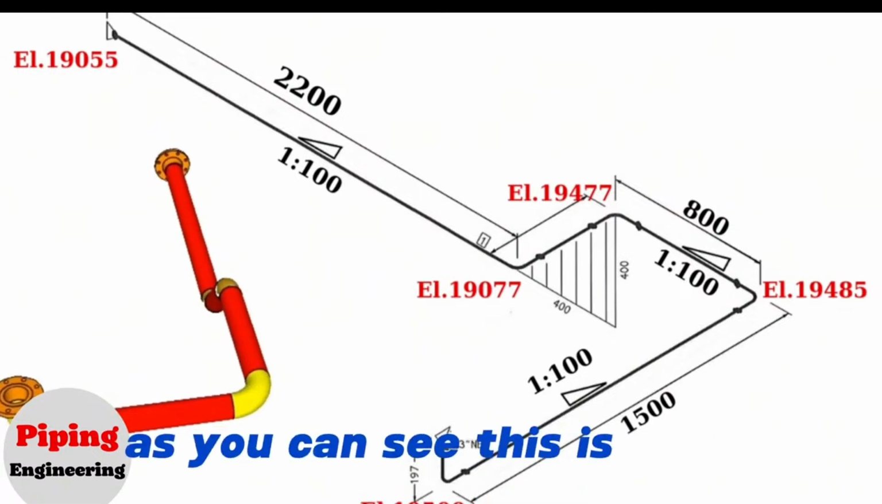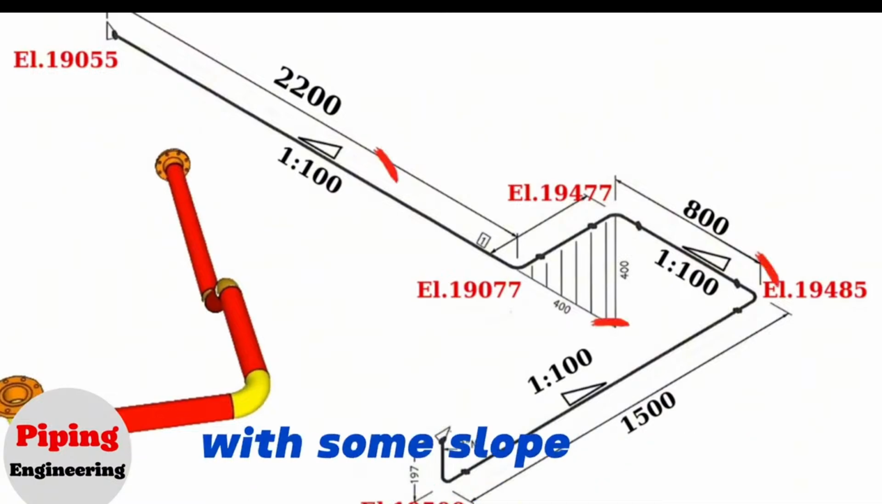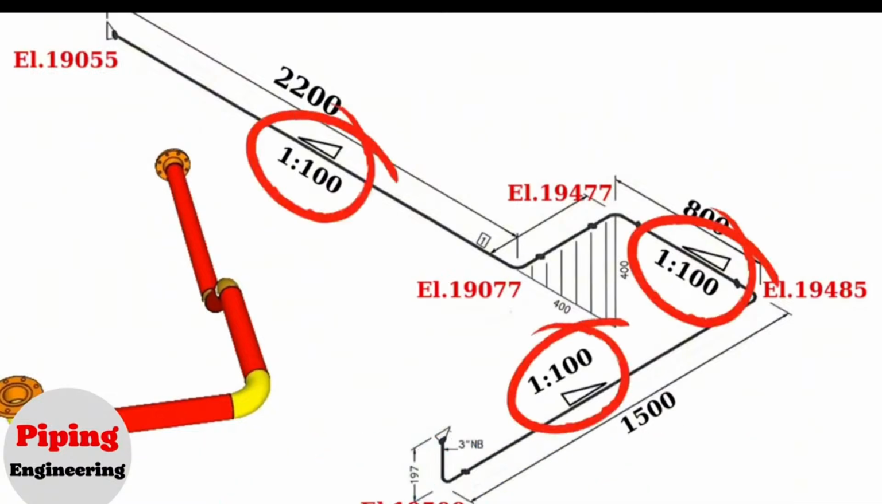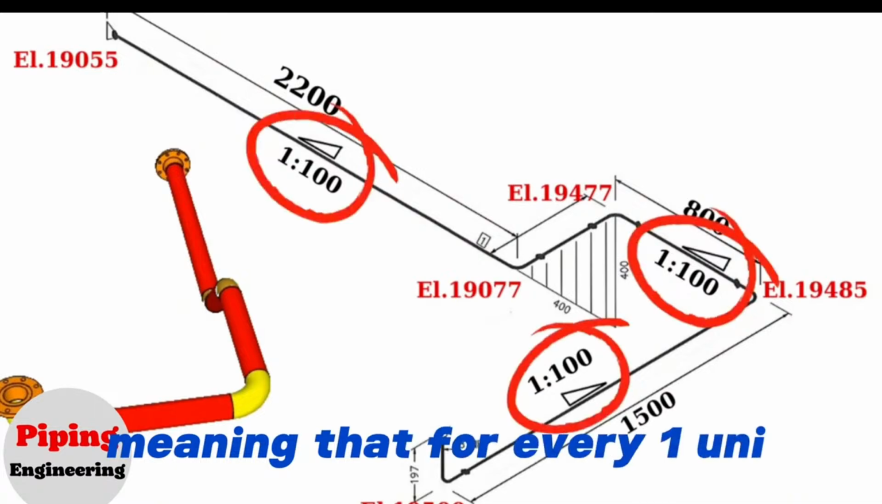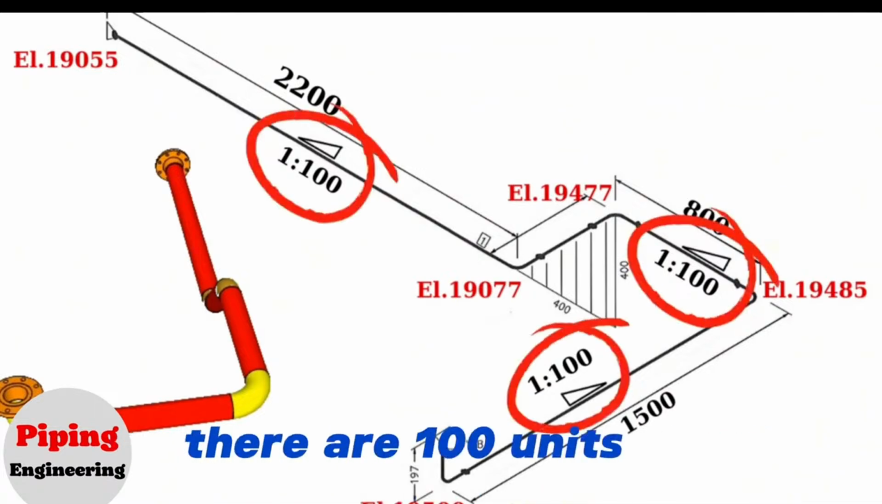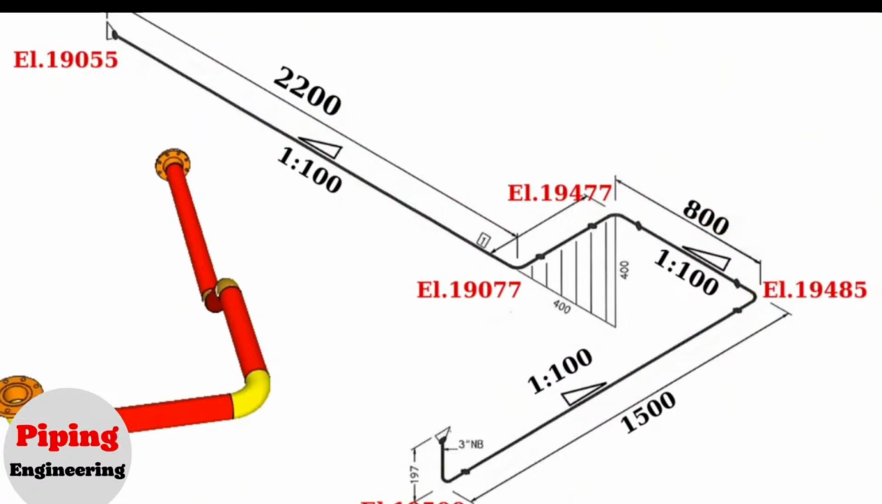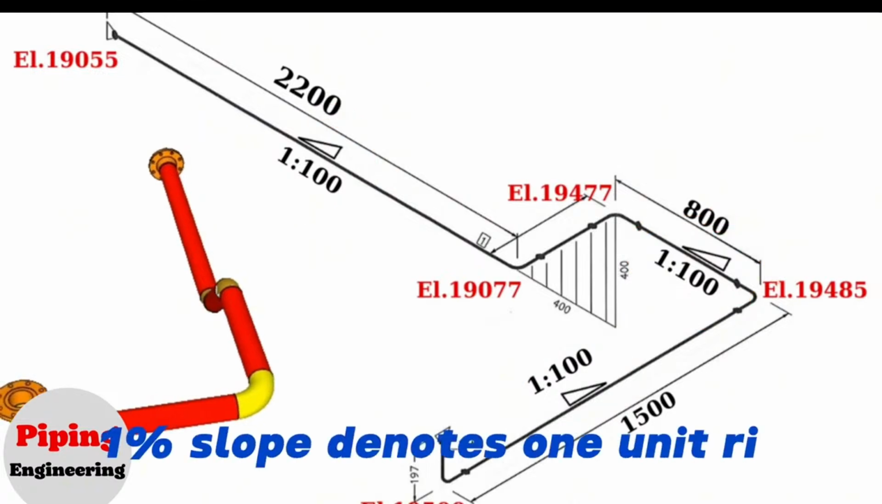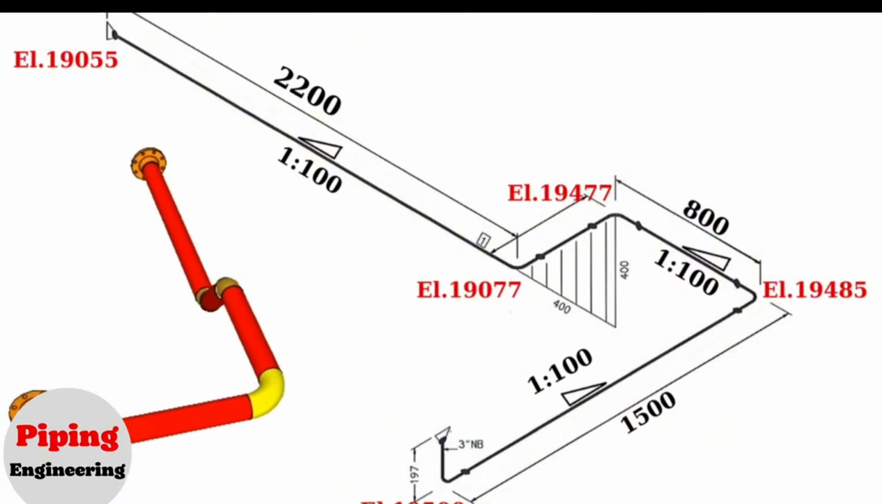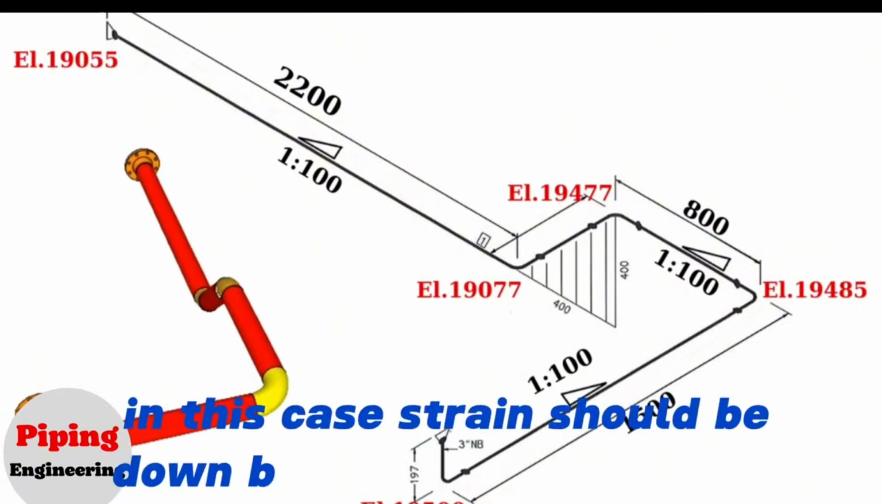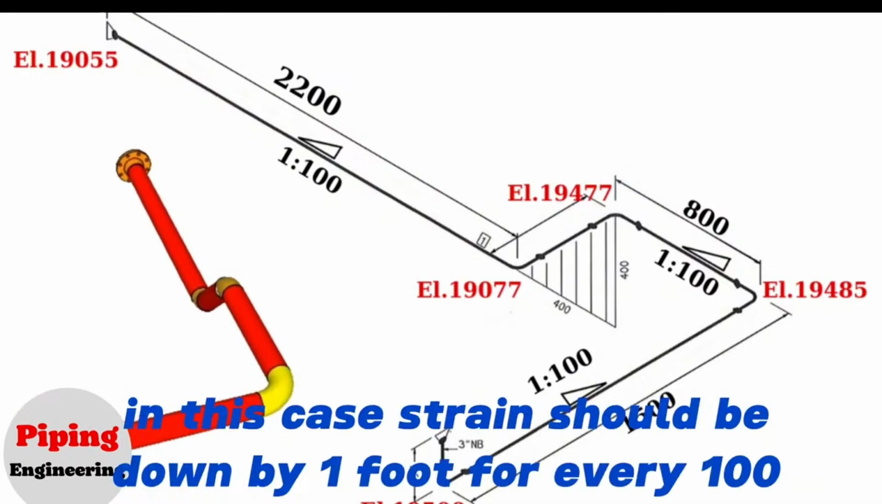As you can see, this is a piping isometric drawing with some slopes and different elevations. In piping isometric drawings, the slopes are shown with this symbol. In this drawing, the slope of the incline is expressed as a ratio of 1 to 100, meaning that for every 1 unit of vertical elevation there are 100 units of horizontal distance. A 1% slope denotes 1 unit rise or fall for every 100 units of horizontal length or distance. In this case, the drain should go down by 1 foot for every 100 feet of length.